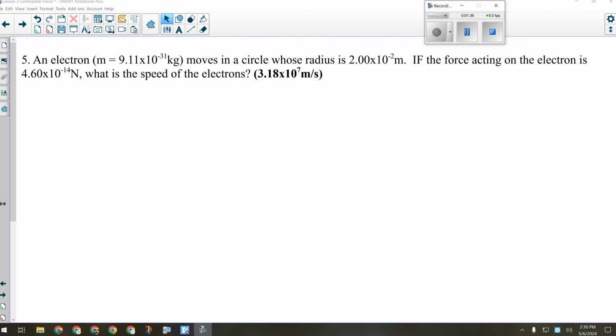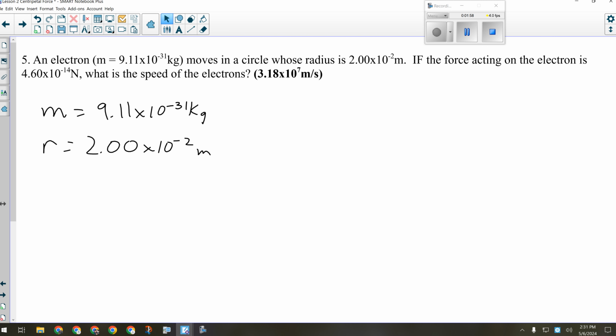For number 5, we know we have an electron, so we know its mass is 9.11 times 10 to the minus 31 kilograms. It's moving in a circle with a radius of 2.00 times 10 to the minus 2 meters, and the force acting on it is 4.6 times 10 to the minus 14 newtons. What's the speed? They basically told us the centripetal force, 4.60 times 10 to the minus 14 newtons, because that's the force making it go in a circle. We're just looking for V.